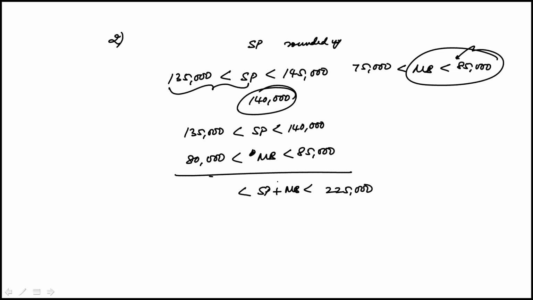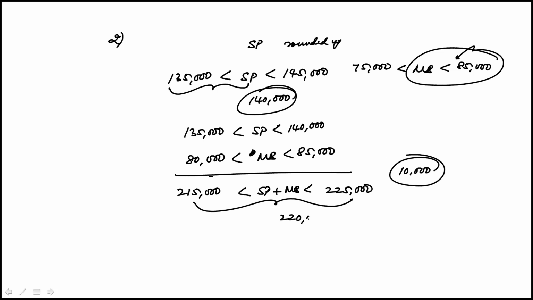215,000 and 225,000. And you'll see all these values between here, when you're rounding to 10,000, will always go to 220,000. So again, we'll have a unique value no matter what the sum of the population is, as long as it's between these two values. So statement 2 alone is also sufficient, and the answer is D.